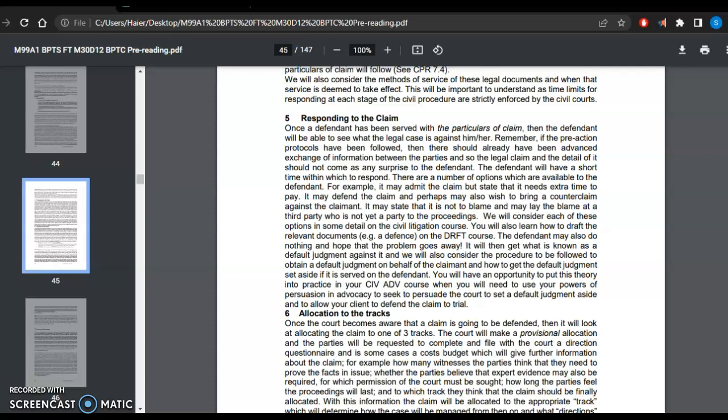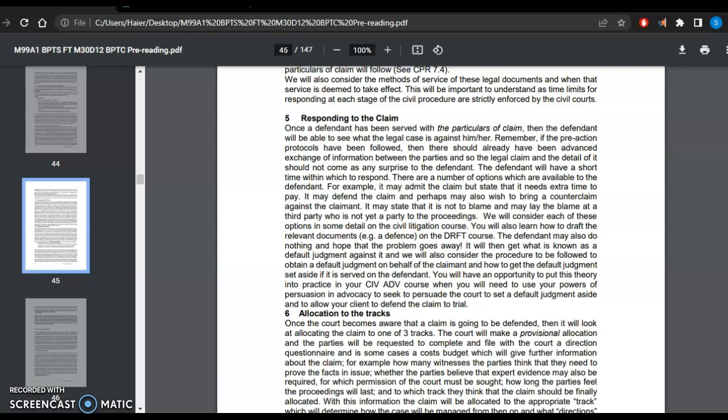There are a number of options which are available to the defendant. Now, the defendant has to respond to the claim. It may admit the claim but state that it needs extra time to pay. The defendant could say that he has done the wrong but he does not have the money, so he needs extra time. It may defend the claim and perhaps may also wish to bring a counterclaim against the claimant. It can defend by saying that he has not done any kind of wrong which has been claimed against him, and put to the plaintiff in the counterclaim that the plaintiff has in fact done the wrong against the defendant.